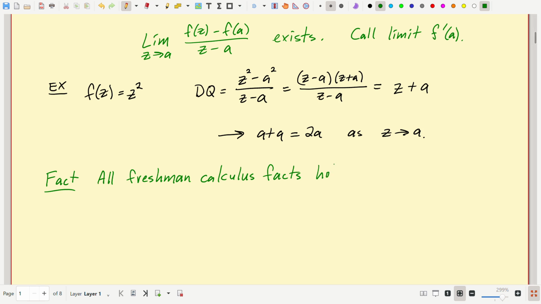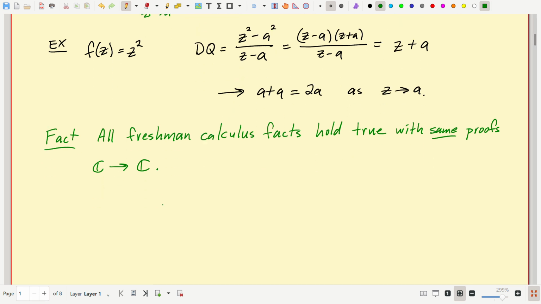So they all hold true with the same proofs in the complex version. And the reason it's the same proofs is because even though the symbols mean something different, we have the same basic facts. So they all hold, with the same proofs, when you start talking about complex valued functions of a complex variable. And here's the reason.